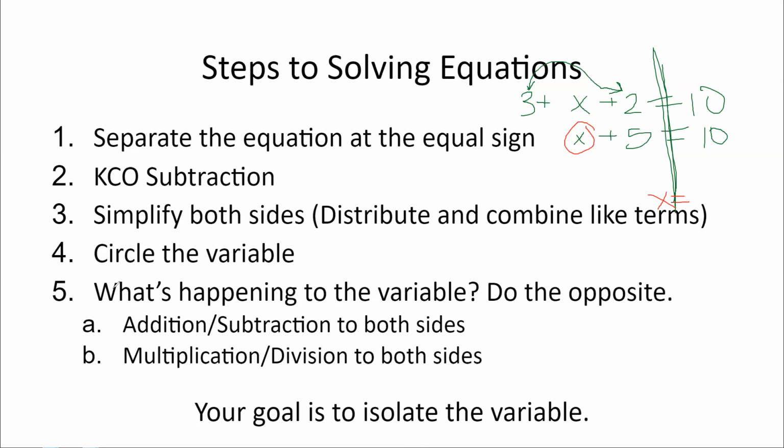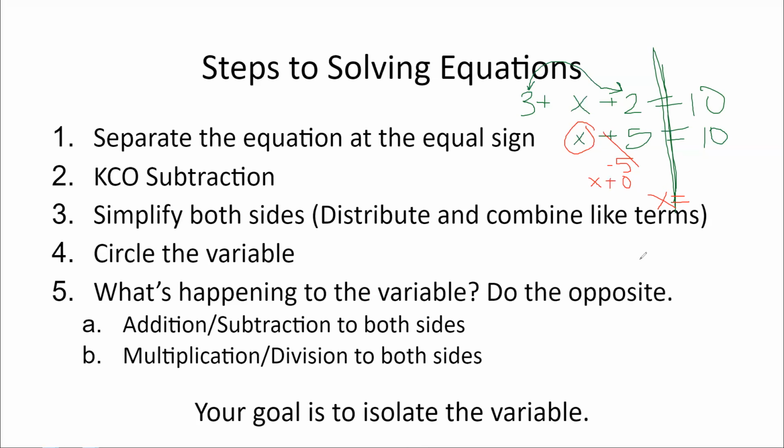Next thing you're going to do is ask yourself what's happening to the variable. And you're doing the opposite, that inverse operation. So that 5 is being added. It's a positive 5. So if I wanted to take that away and I wanted x to be by itself, right now x is being added by 5. So if I take 5 away, that end result right there is 0. And x plus 0 is just x, which was my goal. That is what I wanted.